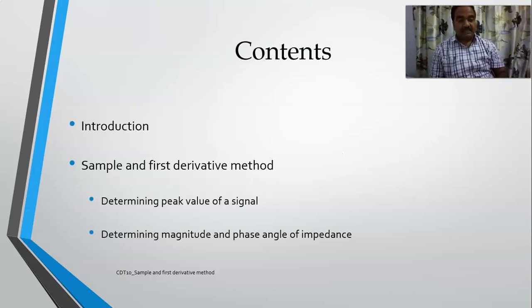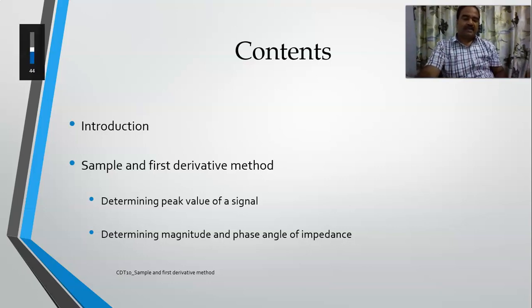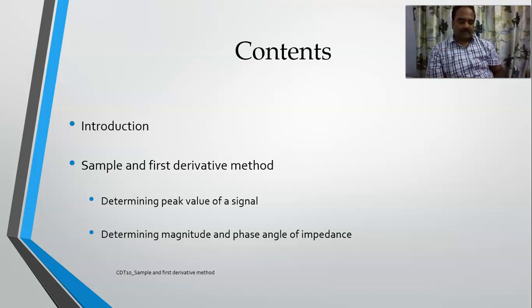So I'll start with the introduction. Why do we need peak values of signals? Then we will go with the sample and first derivative method. We will determine the peak value of a signal, and also we will determine the impedance, both its magnitude and the phase angle, with the help of the sample and first derivative method.